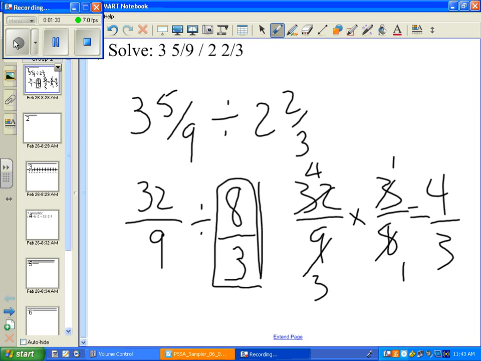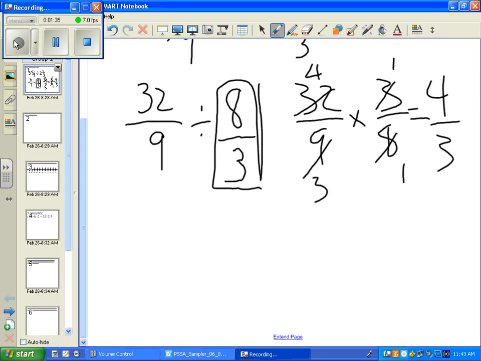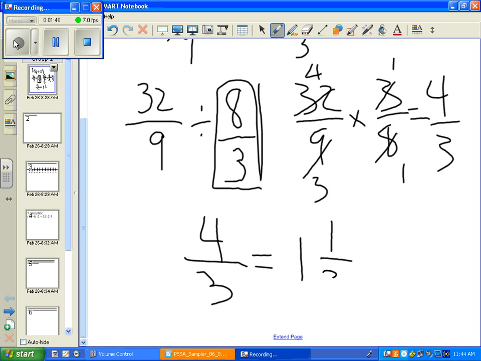And 4/3 is an improper fraction. We have to make this improper fraction into a mixed number, and that would be 1 1/3, because 3 times 1 is 3 plus 1 is 4. And that's our answer.